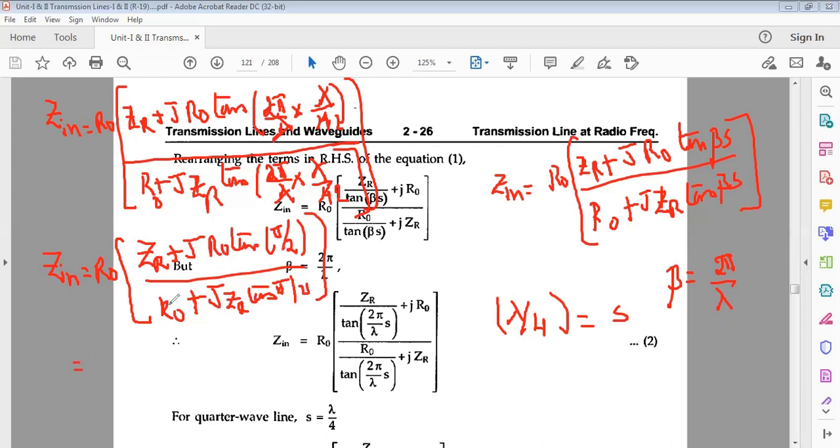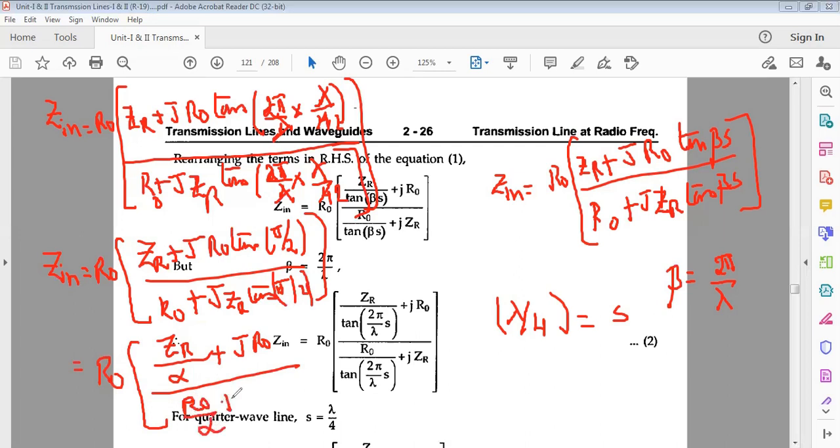So take the common of tan pi by 2 on the numerator and the denominator, then it becomes R0 into ZR tan pi by 2, tan pi by 2 means infinite, plus J into R0, whole divided by, and here also take the common of tan pi by 2. Now it is R0 by infinite plus J into ZR. So 1 by infinite, the value is 0.